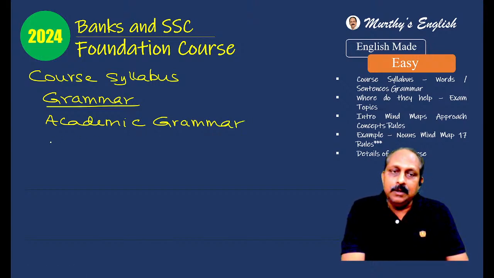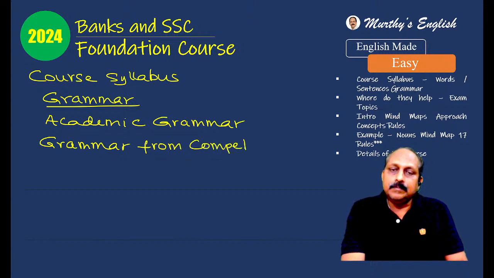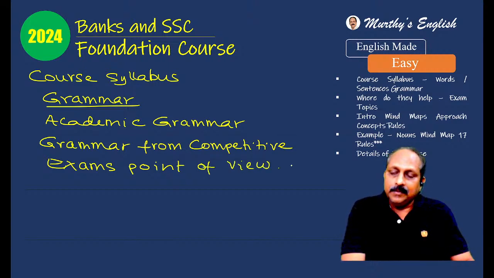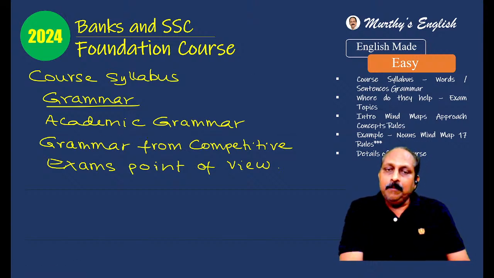You have to learn grammar from the competitive exams point of view. Here the approach is different. In academic grammar, the focus is more on concepts. In grammar from the competitive exams point of view, the focus is more on rules.